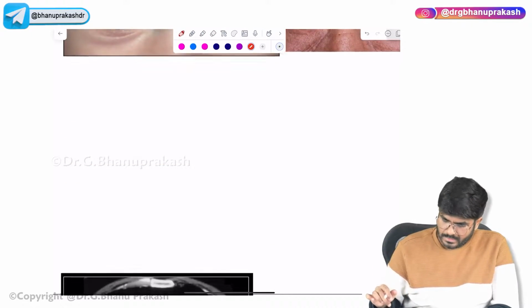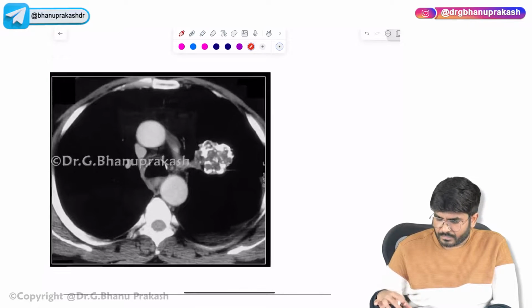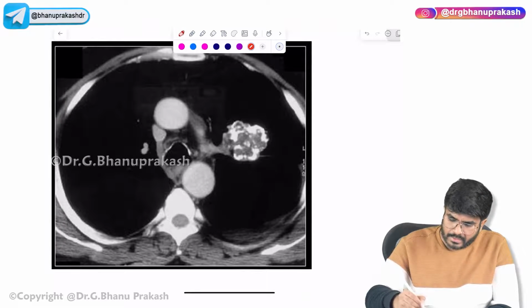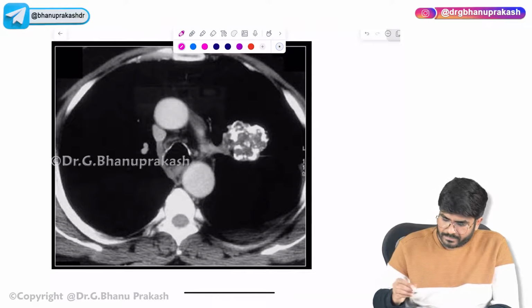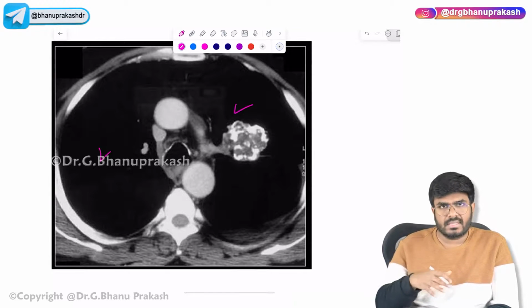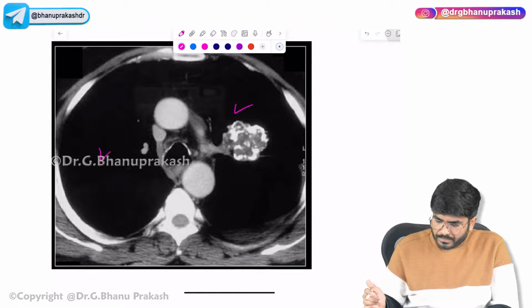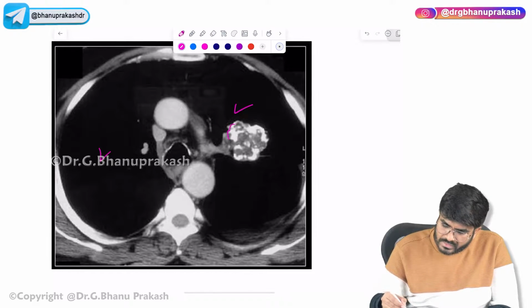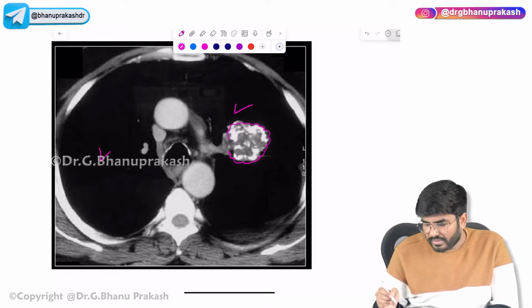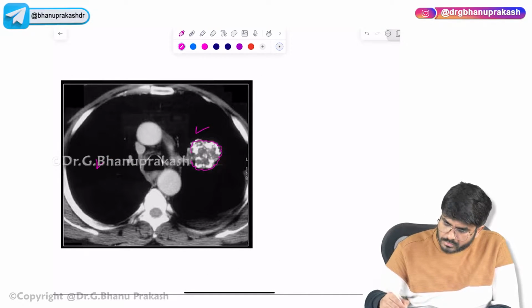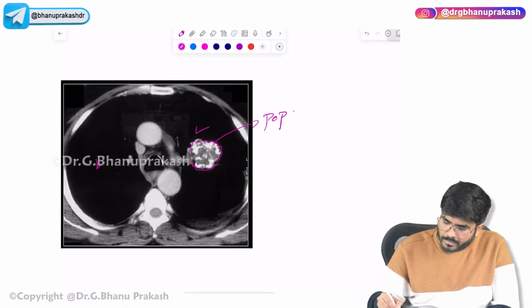Apart from that, look at this and tell me, sir, on this CT, what are you seeing? So these are the lungs. You can clearly say that's the air, the black color thing. Now in the lung, you can very clearly see there is this tumor present. Now this tumor, how is it looking? It's looking like a popcorn.